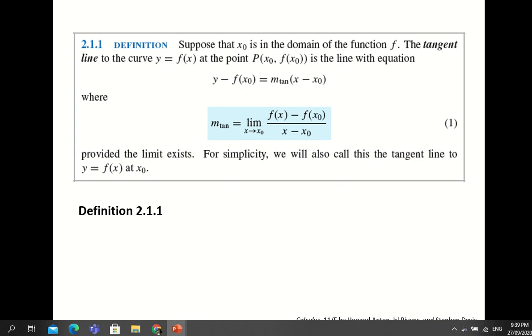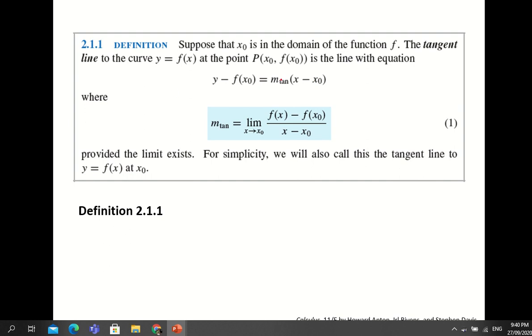We already mentioned this before: suppose that x sub 0 is in the domain of the function f, the tangent line to the curve y equals f of x at point P with the coordinates x sub 0 and f of x sub 0 is the line with the equation given in this form: y minus f of x sub 0 equals m, this is the slope of the tangent line, times x minus x sub 0.